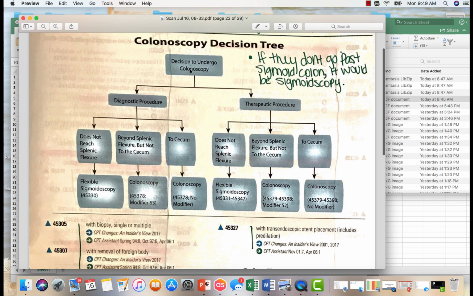It says, decision to undergo colonoscopy. Was it diagnostic or therapeutic? So in this case we just did for the colonoscopy, it was therapeutic. It's saying, does it reach the splenic flexure, beyond the splenic flexure, not to the cecum or to the cecum? So like I said, when the colonoscope goes all the way to the cecum, then it is considered a complete colonoscopy. However, if it at least gets past the splenic flexure, it is considered a colonoscopy. If it does not get past the splenic flexure, it is considered a sigmoidoscopy. So that's important to know, and this tree will help remind you of that.